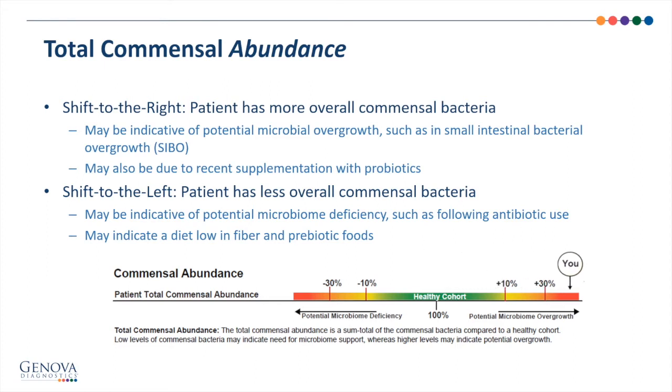So if the patient has overall more commensal bacteria, it might be suggestive of a potential microbiome overgrowth, or maybe just be due to recent supplementation with probiotics, prebiotics, and that sort of support. If you see a shift to the left, the patient has overall less commensal bacteria, which might be indicative of a potential microbiome deficiency, such as after antibiotic use, or maybe a diet low in fiber and prebiotic-rich foods.